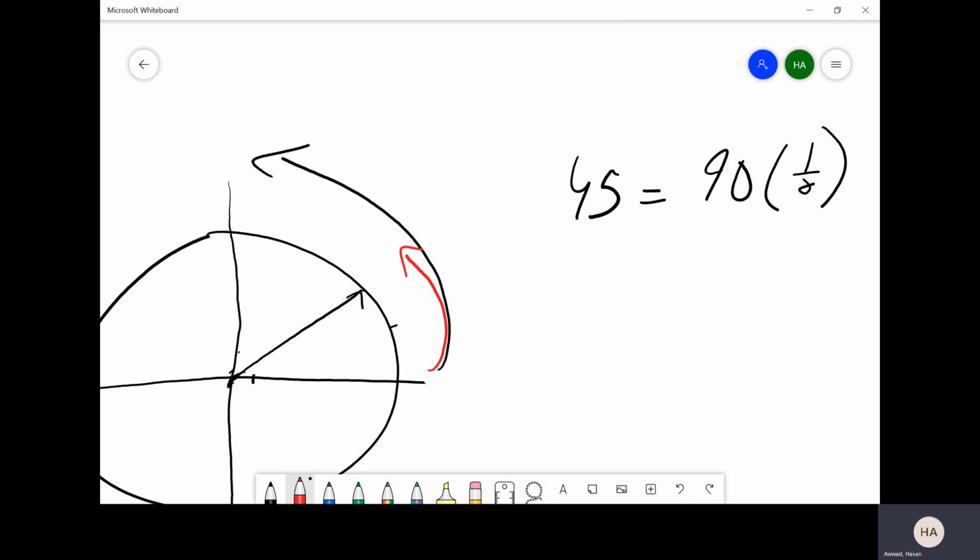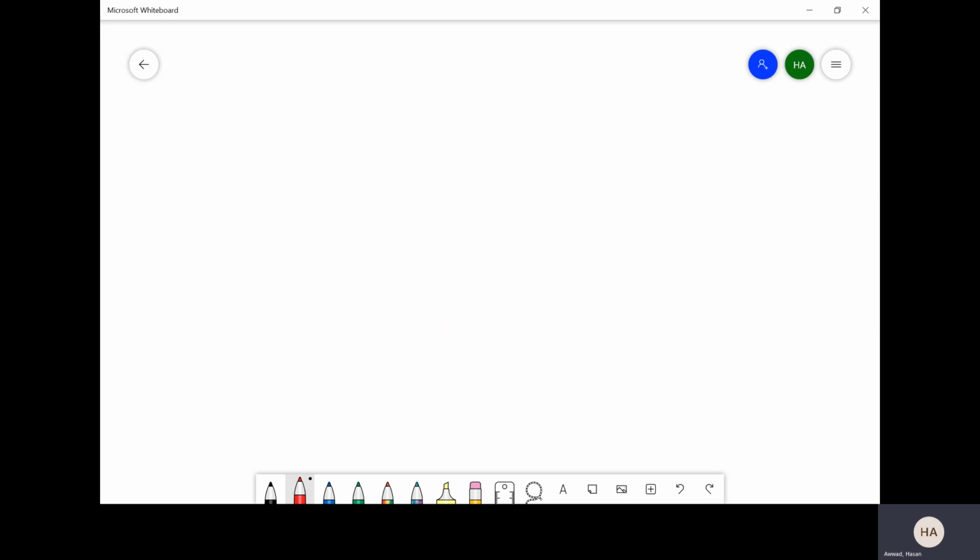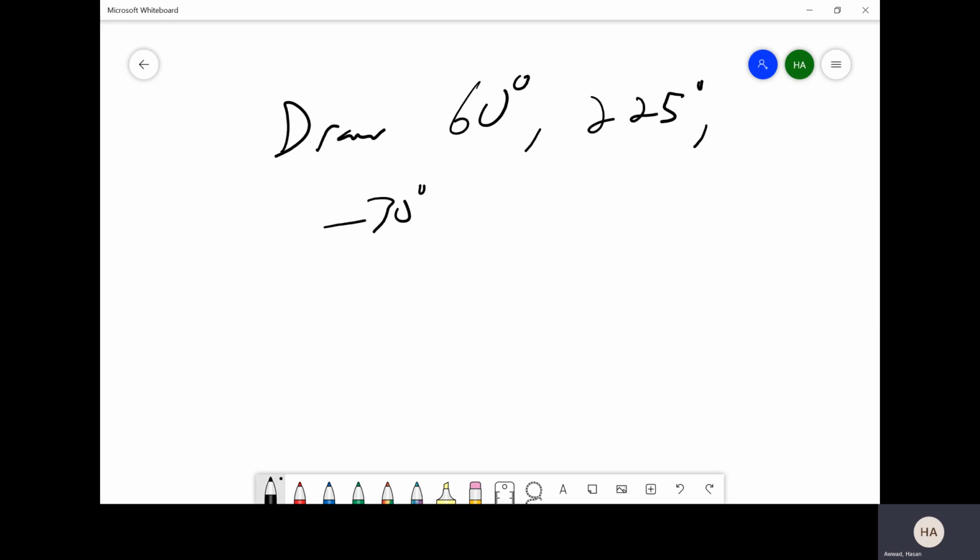So what I want you guys to do for your first classwork assignment is to try to draw the following. I want you to try to draw 60 degrees, 225 degrees, -30, and 330. So to write those out again, I want you to draw 60 degrees, 225, -30, and 330. Okay, so give it a second, try to figure this out. Again, before you actually attempt to draw these, try to figure out what they are in proportion to 90 before you start drawing.